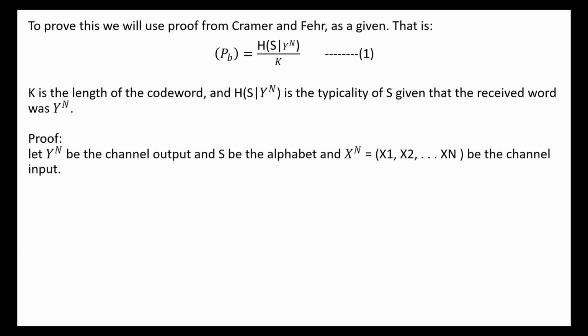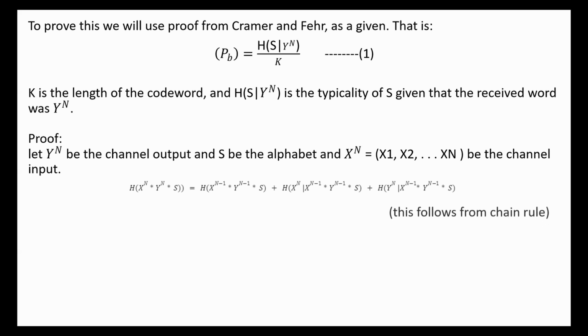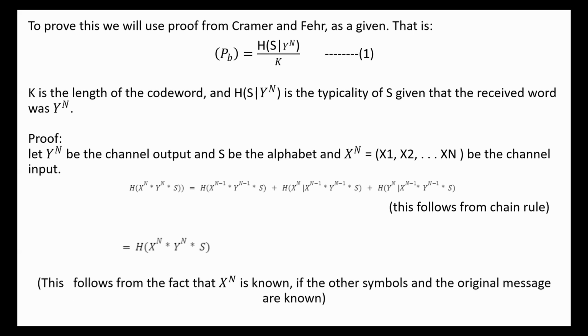Now let us get started with the actual proof. Let Yn be the channel output, S be the alphabet, and Xn be the channel input. Now, joint typicality of Xn, Yn and S is given as typicality of X of n minus 1, Y of n minus 1 and S, plus typicality of Xn given joint typicality of X of n minus 1, Y of n minus 1 and S, plus typicality of Yn given joint typicality of X of n minus 1, Y of n minus 1 and S. This follows from the chain rule. We can also write it as equal to joint typicality of X of n, Y of n and S. This follows from the fact that Xn is known if the other symbols and the original message are known.